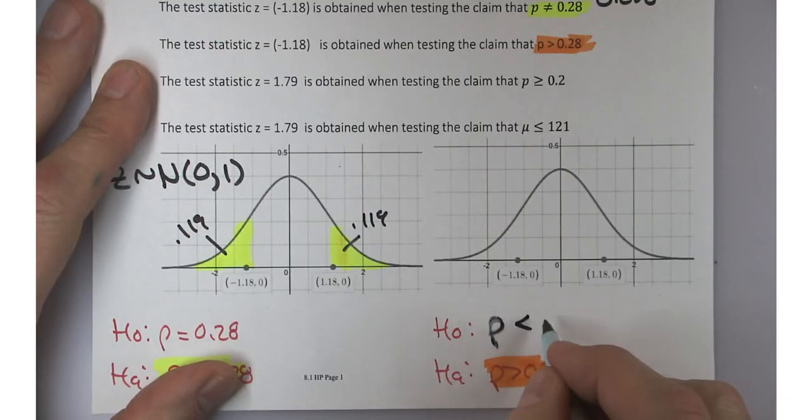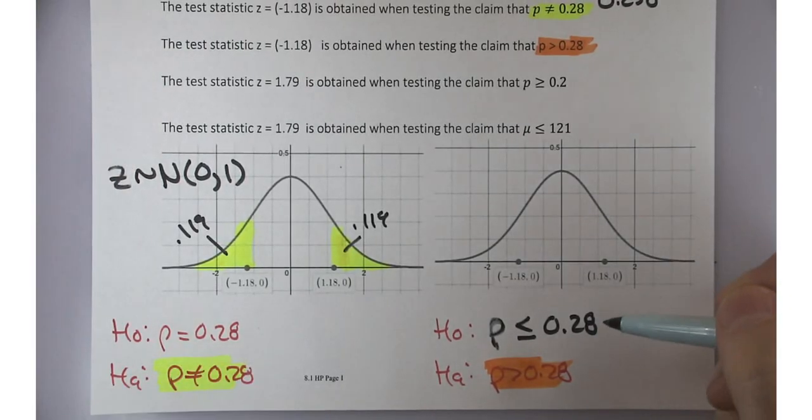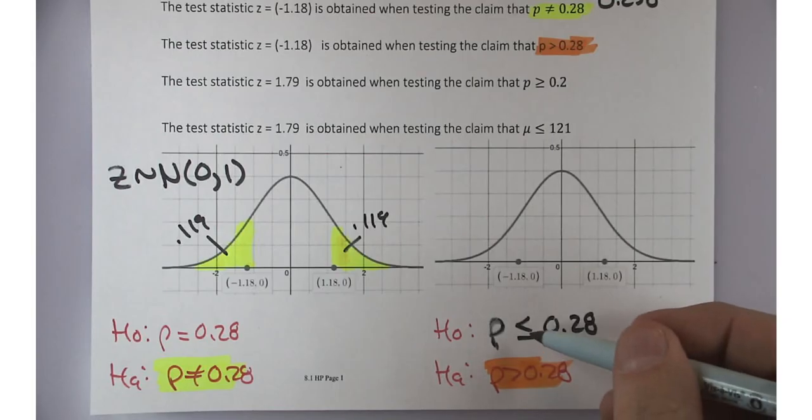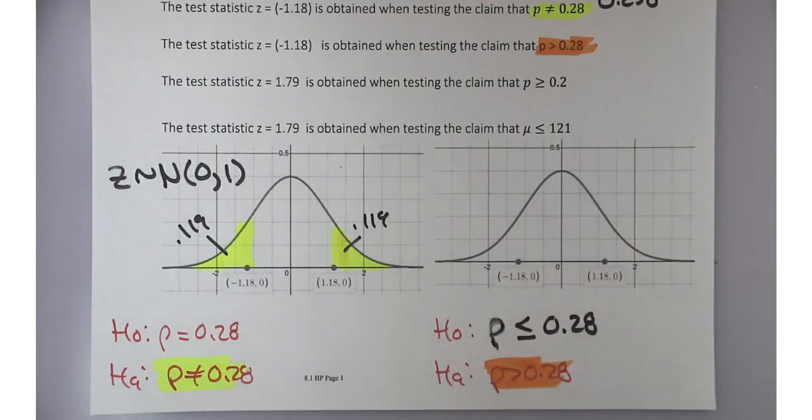P is less than or equal to 0.28. Yep, P is less than or equal to 0.28. Notice that again, your heads or tails, you're one or the other. This contains the possibility of equality. This is opposite this.